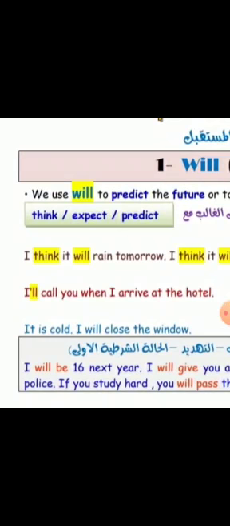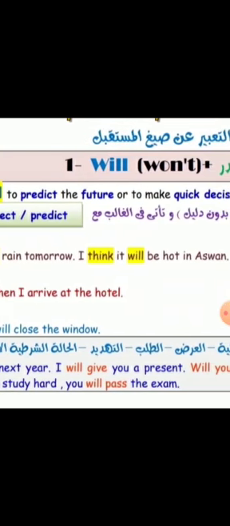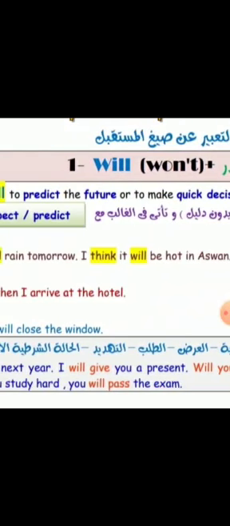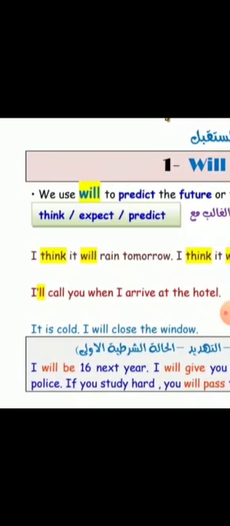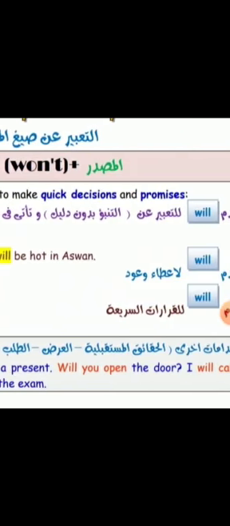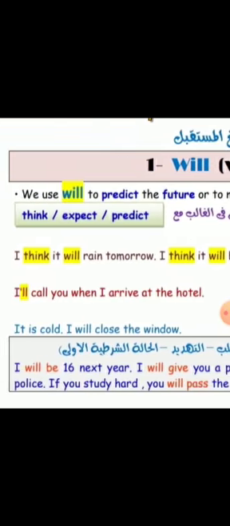Let's talk about them. Number one, will or won't plus infinitive. When do we use will? What are the uses of will? We use it in many ways. The first one, in quick decisions. We use will to predict the future or make quick decisions and promises.